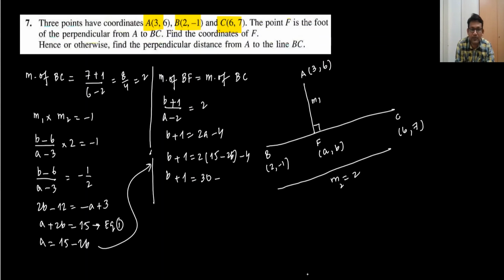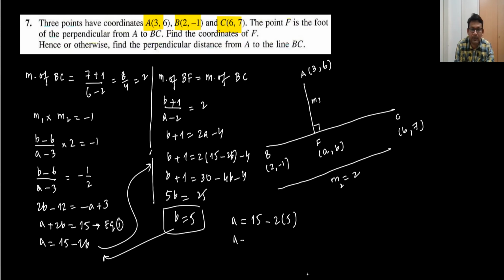30 minus 4B minus 4. When we simplify, 5B is equal to 30 minus 4 is 26, minus 1 is 25, and B is coming 5. We did the first part, and this value I can put in this equation. So A is equal to 15 minus 2 times 5, which is 10, and 15 minus 10 is also 5. So the coordinates of F are (5, 5).